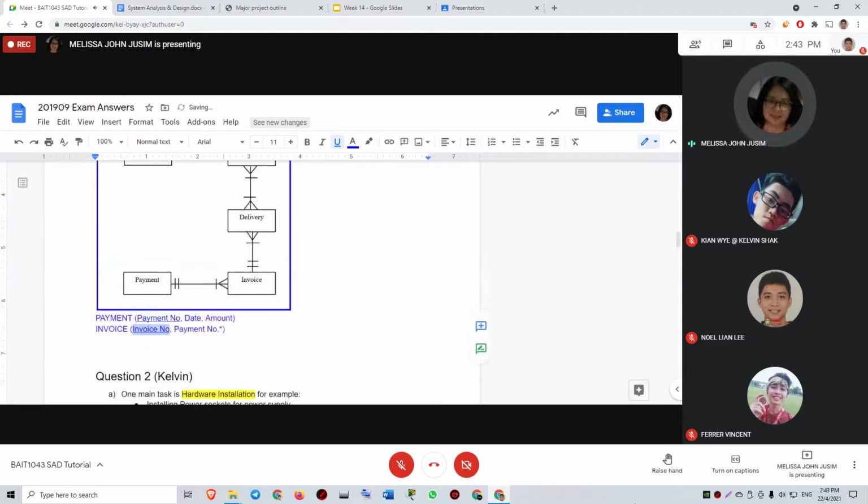And then notice that in invoice, there's a many-to-one relationship. So the key from payment will become a foreign key in invoice. That's why there's an asterisk here. Any question on this, Farah?